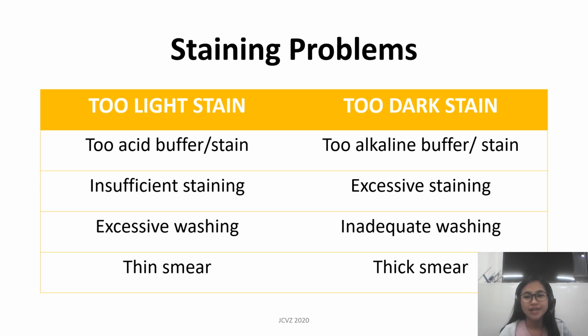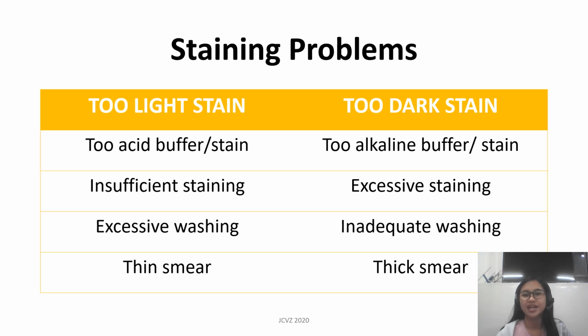Then we have the too dark stain, meaning that the buffer or the stain that you're using is too alkaline or too basic. And then excessive staining, meaning you prolong the time of your staining. You did not follow the exact time for staining your slides, so that would result in a too dark stain. And then we have inadequate washing. Okay, the amount of stain was not properly removed. And lastly, your thick smear. If your peripheral blood film is very thick, of course it would take up so much stain, resulting in too dark stain.